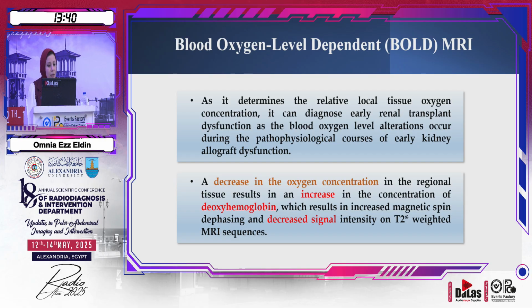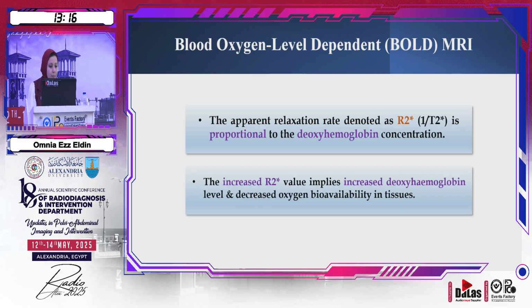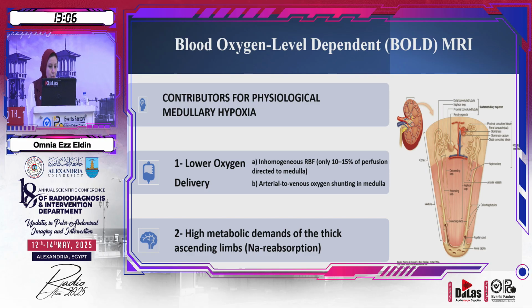So, a decrease in oxygen concentration in a regional tissue results in increased deoxyhemoglobin concentration, which results in increased magnetic spin dephasing and decreased signal on T2 star image. The apparent transverse relaxation rate, denoted as R2 star, is the inverse of T2 star, and it is proportional to the deoxyhemoglobin concentration. So, an increased R2 star value implies increased deoxyhemoglobin and decreased oxygen bioavailability within this tissue.